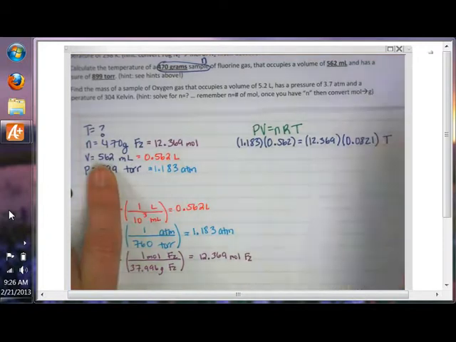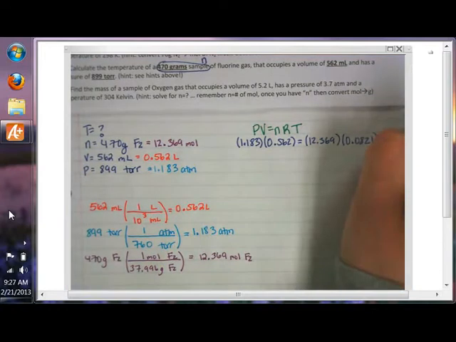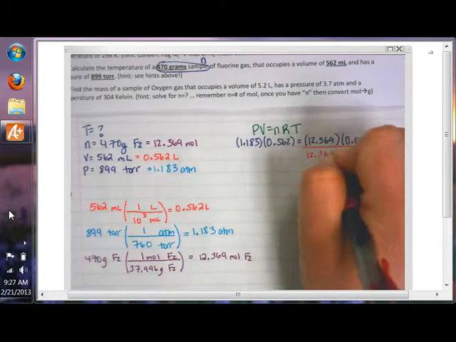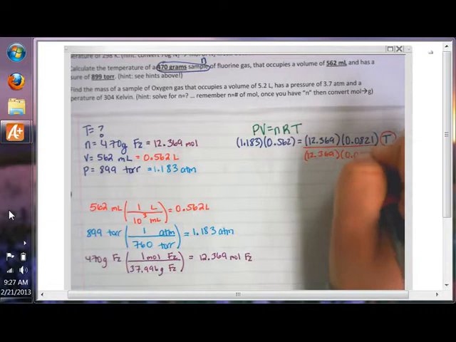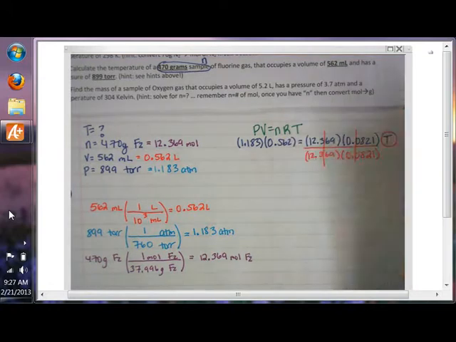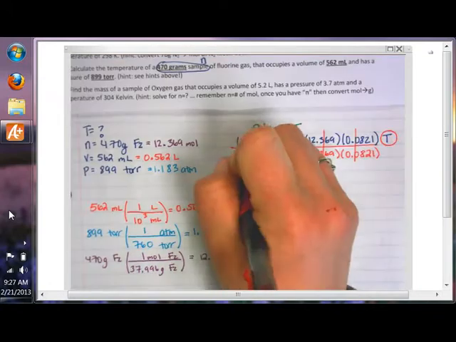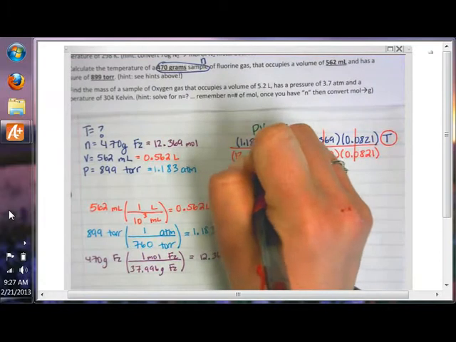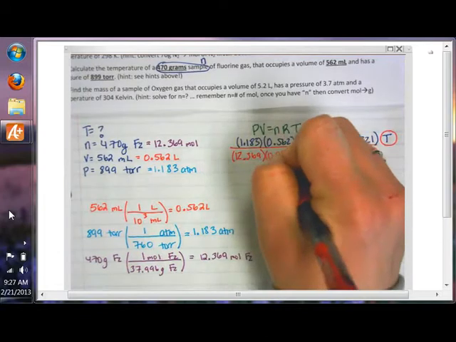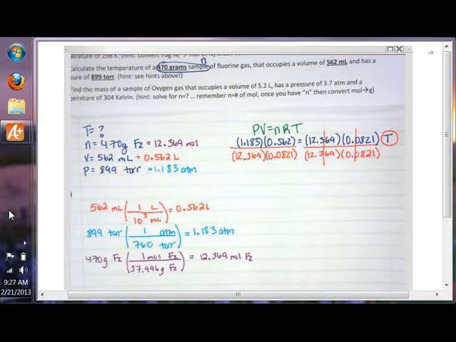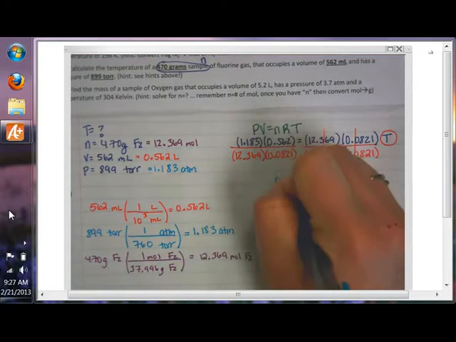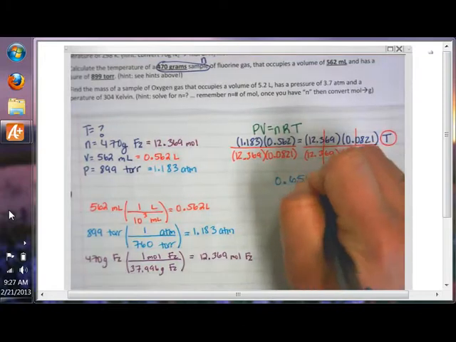So I'm going to solve for temperature. I divide each side by 12.369 and 0.0821. Those cancel. Do the same thing on the other side. So I'm dividing it by 12.369 and 0.0821. When I type that into my calculator, it's going to spit out 0.6547.